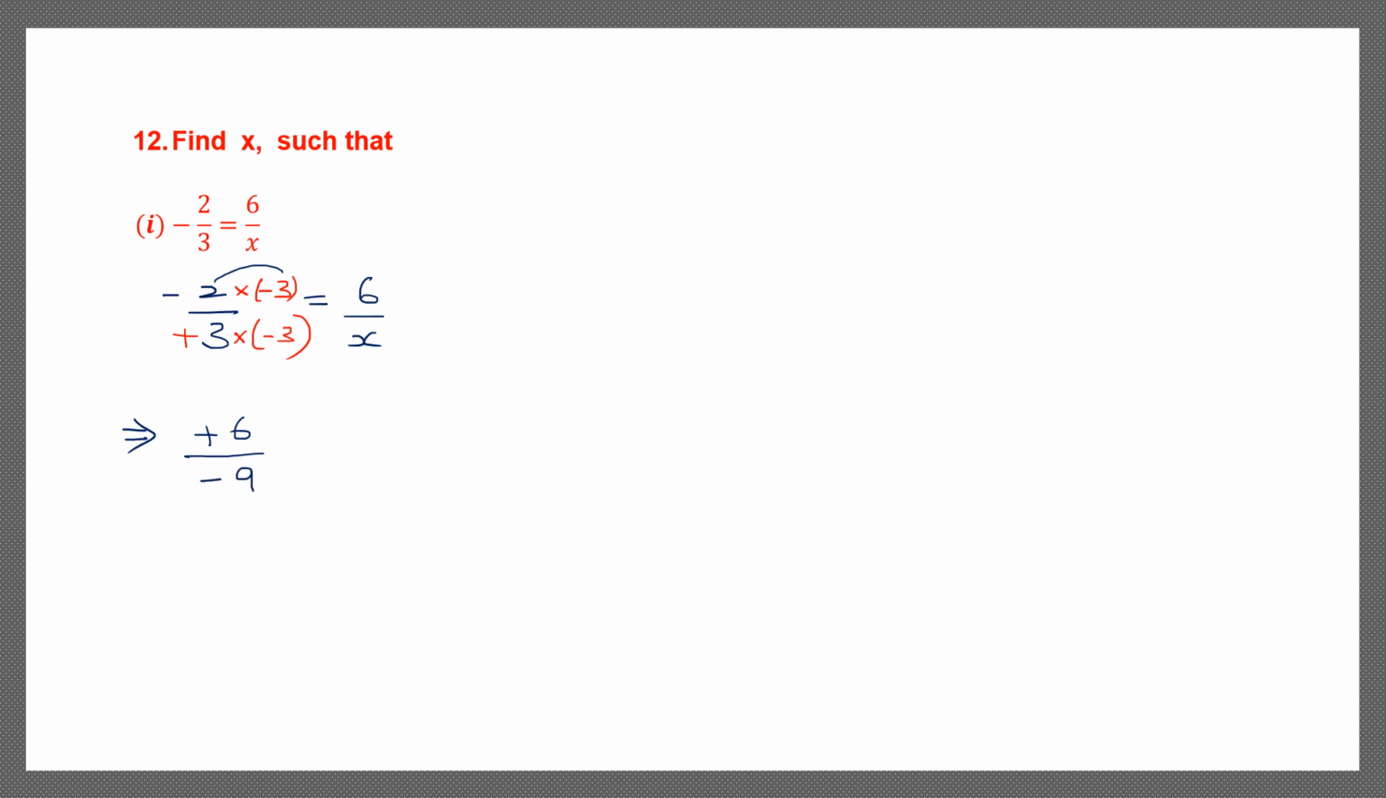3 threes are 9. Now what do we have on the right hand side? We have 6 by x. So now we have found the value of x. X is equal to minus 9. We already have 6 that is equal and x is equal to minus 9. So we have found the value of x. X is equal to minus 9. So this is our answer.